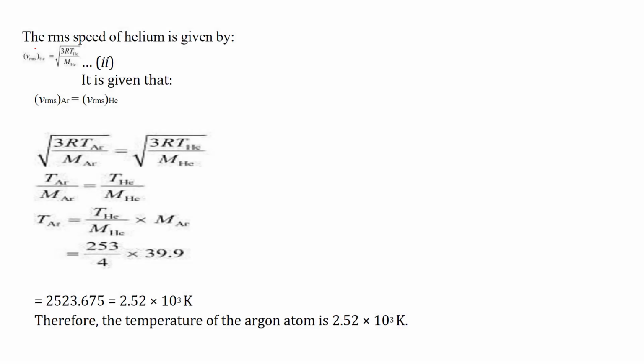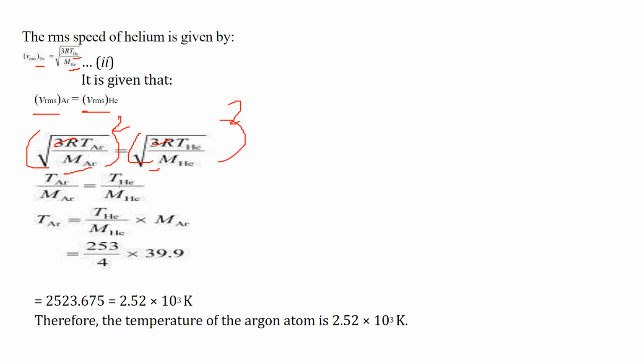So now the RMS speed of helium will be what? We use subscript helium, same formula. But we know in this given question that the RMS speeds of both the gases, argon and helium, are same, so we just equate them, square both the sides. You can get rid of the square root. 3R gets cancelled, so eventually you get T and M of Ar and T and M of He.